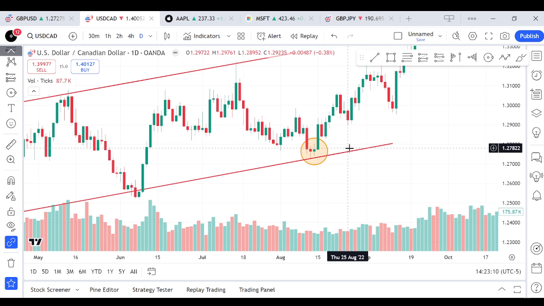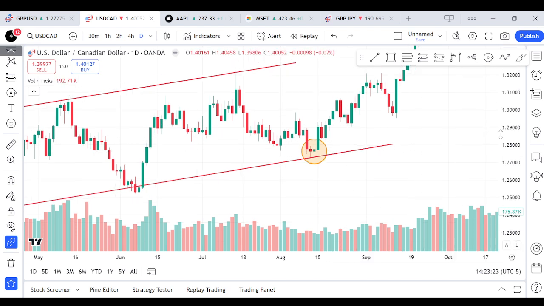It is also important to identify the pattern at key support levels. This adds strength to the signal as it indicates that buyers are stepping in at significant price points. Also, the last entry strategy is to check for volume. The volume should be above average when the pattern forms, as this suggests strong interest from buyers.